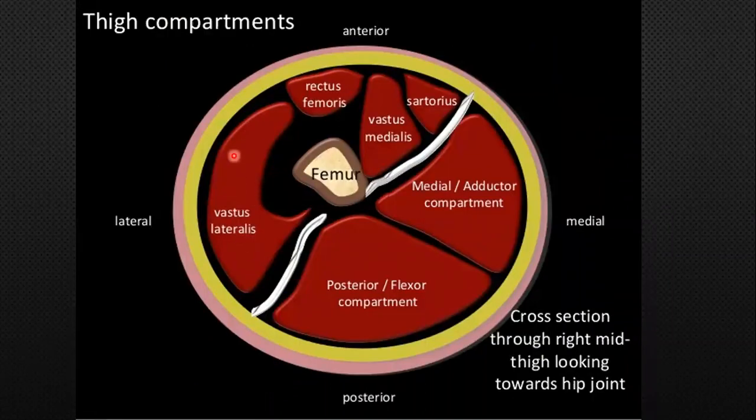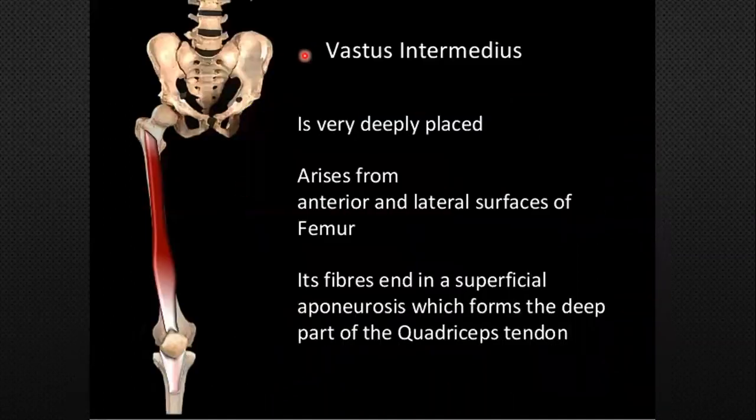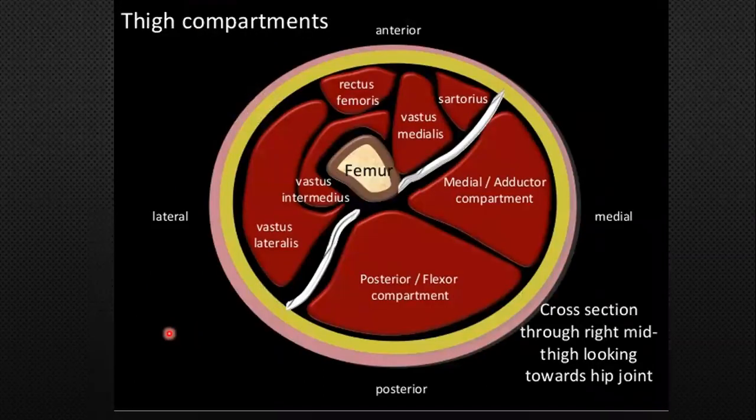This is the position occupied by vastus lateralis muscle in the cross section of the thigh. Next is the vastus intermedius muscle. It is a deeply placed muscle arising from the anterior and lateral surfaces of the femur. Its fibers are inserted upon the patella with the rest of the quadriceps muscle. This is the deeper muscle among the muscles of the anterior compartment, and this is the vastus intermedius muscle.